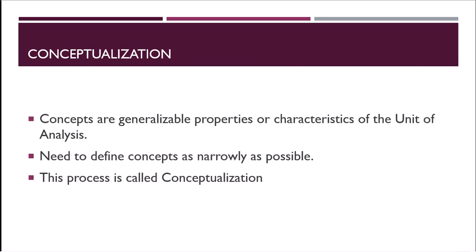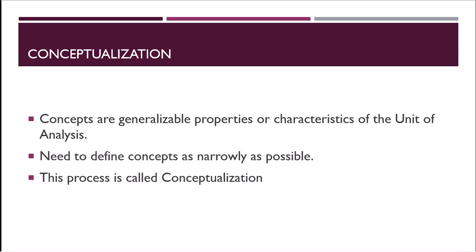So after we've come up with our variables, including our independent and dependent variable, as well as our extraneous variables, whether they be intervening or antecedent, we need to then go through a process of conceptualization in order to define those variables. So concepts are generalized properties or characteristics of our unit of analysis. Again, the unit of analysis is the subject of our study. It can be individuals, groups, states, countries, events, whatever, but it is the unit that we're going to be analyzing and measuring.